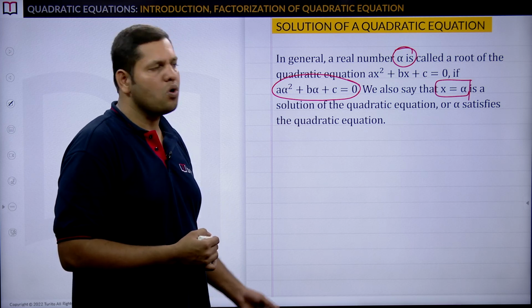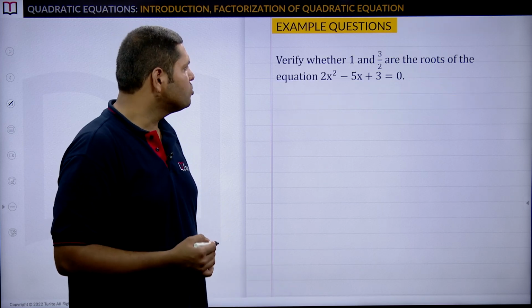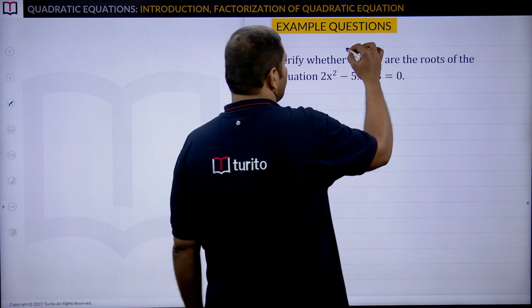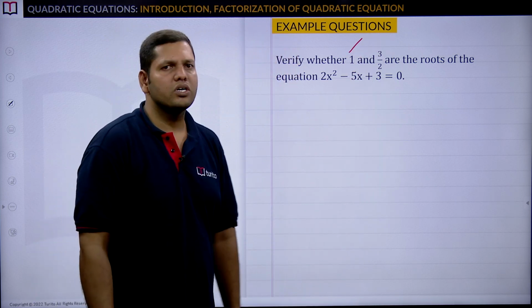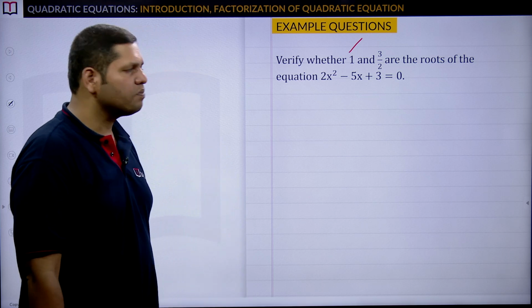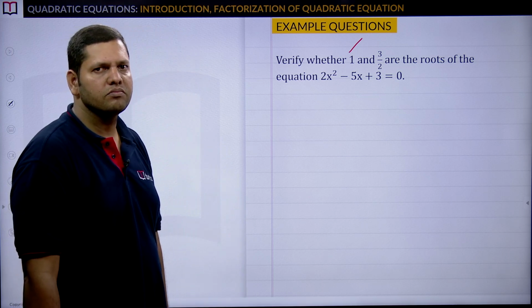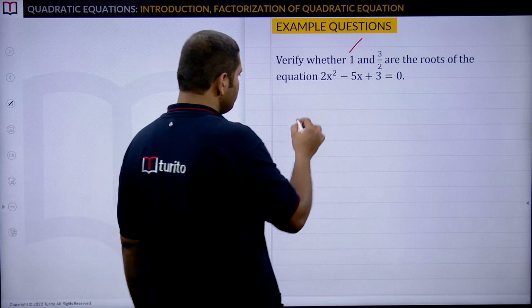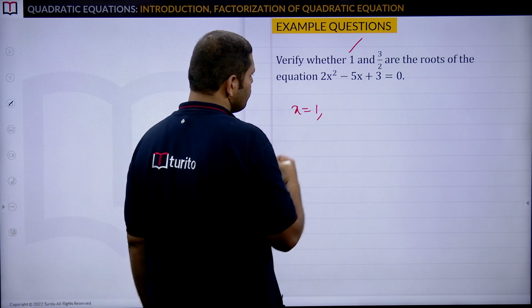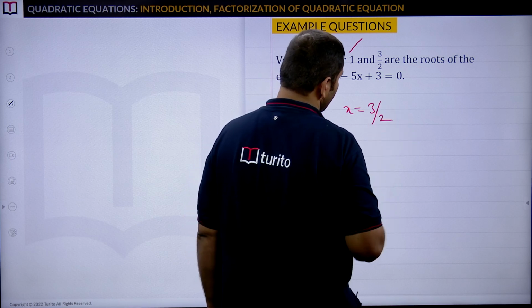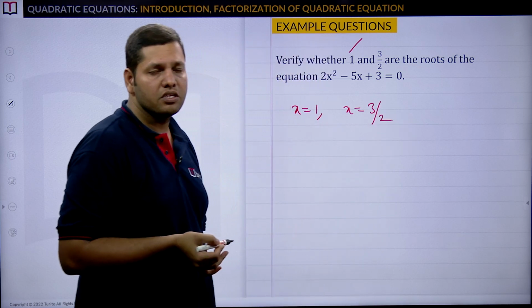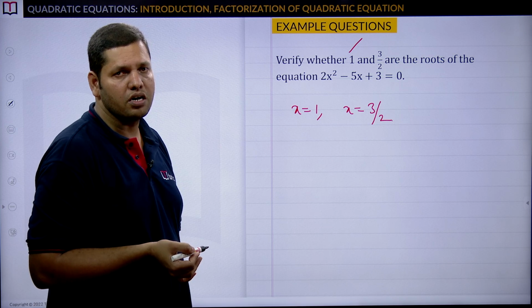Okay, children. Now, children, I want to check whether 1 and 3 by 2 are the roots of the quadratic equation 2x square minus 5x plus 3 equal to 0. Children, they have given two values. So one value is x is equal to 1, and another value is x is equal to 3 by 2. Children, they are asking, check whether these two are roots of the quadratic equation or not.